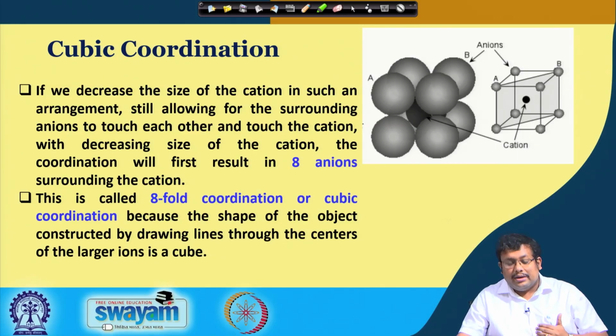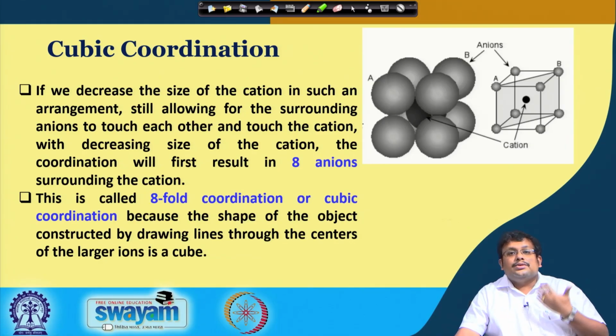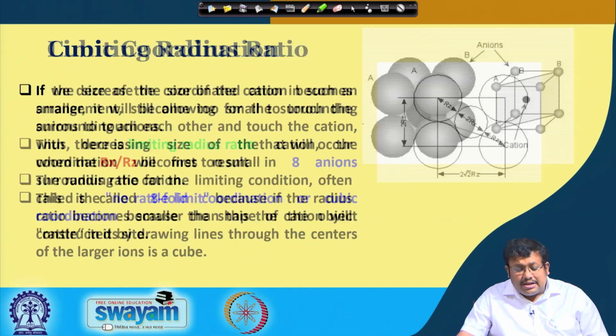Now, why is it called cubic coordination or 8-fold coordination? Because the shape of the object constructed by drawing lines through the centers of the larger ions is basically a cube. So, the larger ions, these anions, when you draw the lines through the center of these anions, we will get a cubic shape. So, that is why it is called the cubic coordination.